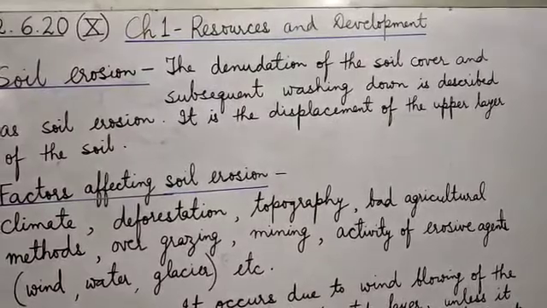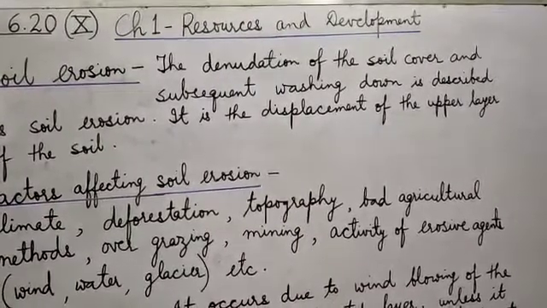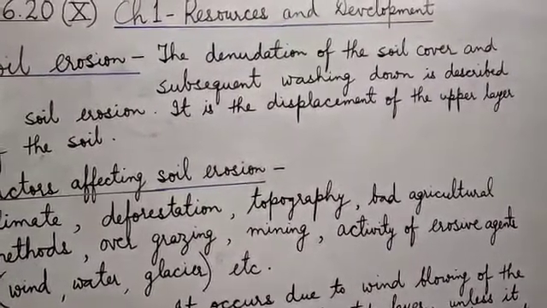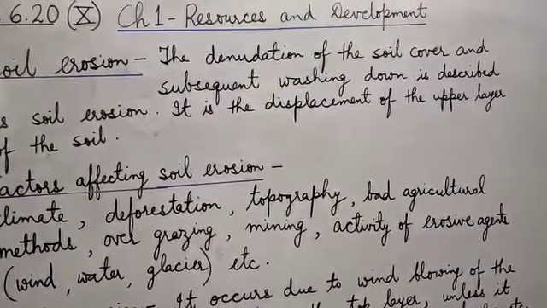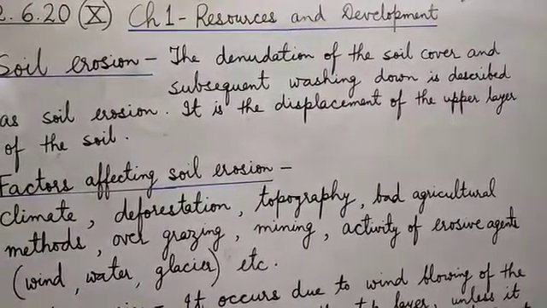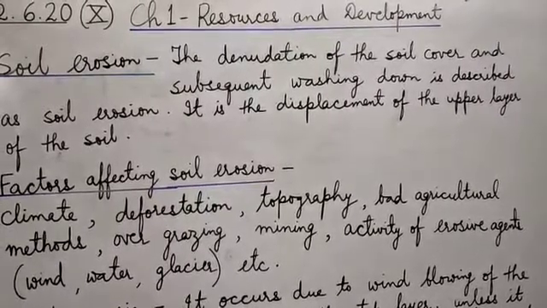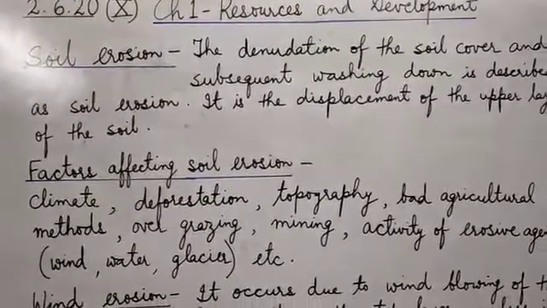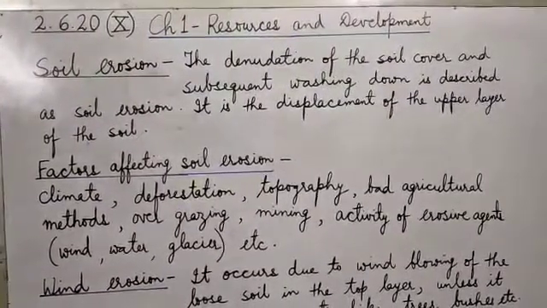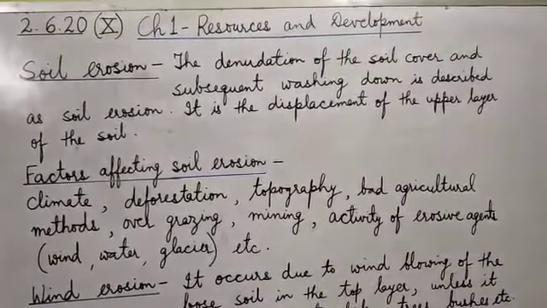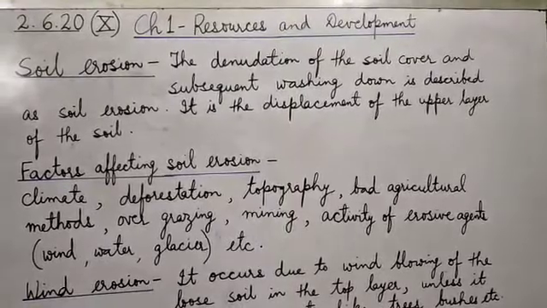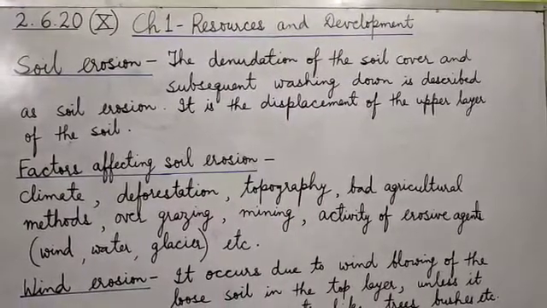So what is soil erosion? The denudation of the soil cover and subsequent washing down is described as soil erosion. It is also the displacement of the upper layer of soil, and it is one form of soil degradation. Soil erosion may be a slow process that continues relatively unnoticed, or it may occur at an alarming rate, causing a serious loss of topsoil.